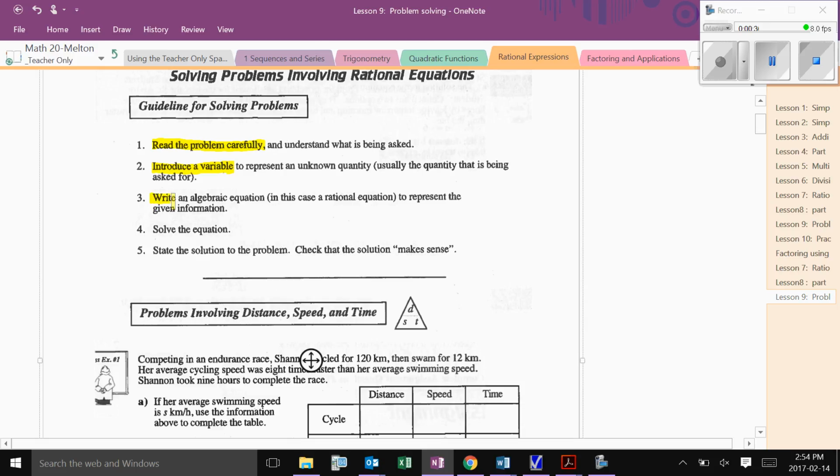And then our next step is, of course, to write the equation and then solve the equation and then state the solution and check that the solution makes sense. So because it's a word problem, then we've got context. So certainly check that the solution makes sense in the context. Okay. So let's take a look then at class example number 1.